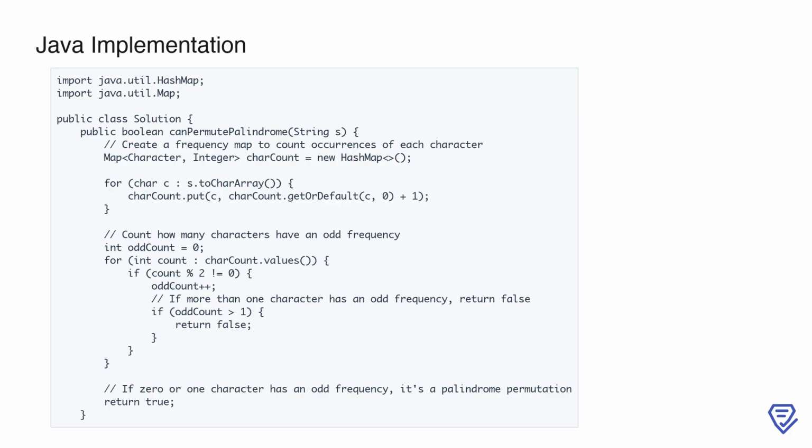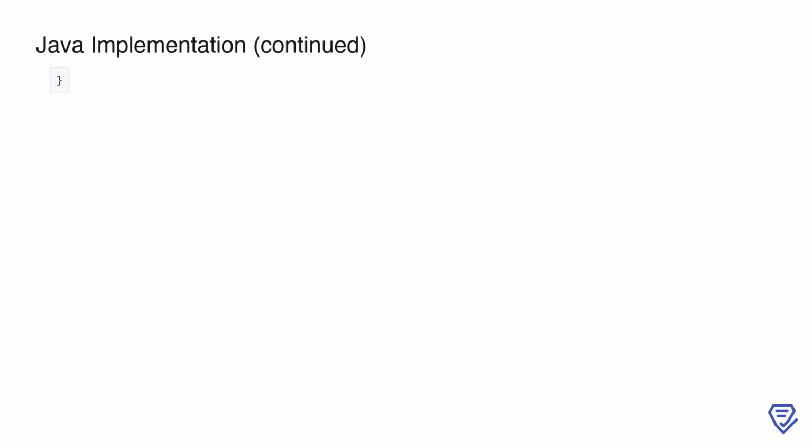Next, we initialize a variable, oddCount, to track how many characters have an odd frequency. In the second loop, we iterate through the values of the map, checking if each count is odd using the modulo operator. If it is, we increment oddCount. If at any point oddCount exceeds 1, we know it's impossible to form a palindrome, so we return false immediately. Finally, after iterating through all the character frequencies, we return true if oddCount is 0 or 1.